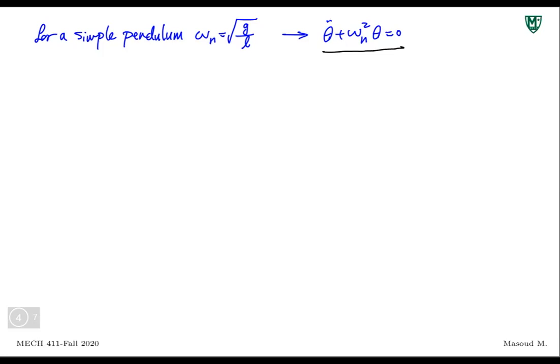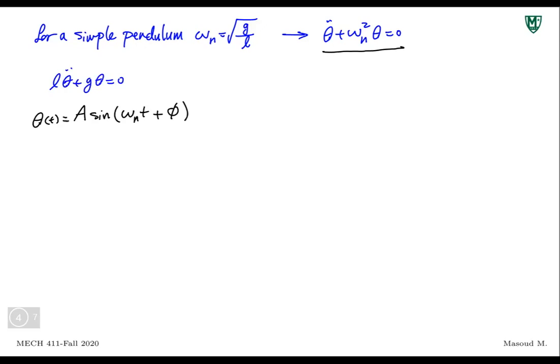Now, for this differential equation, the differential equation we had, L theta double dot plus G theta is equal to 0. I want to solve this, right? It's a second order differential equation. I propose a solution in this form. I say theta, which is a function of time, is A sine omega n t plus phi. It's a general form of the solution. And A and phi are just constants I have to find from the initial conditions.